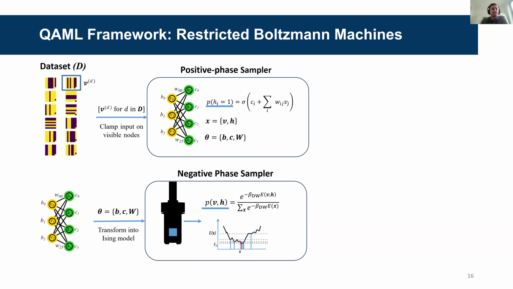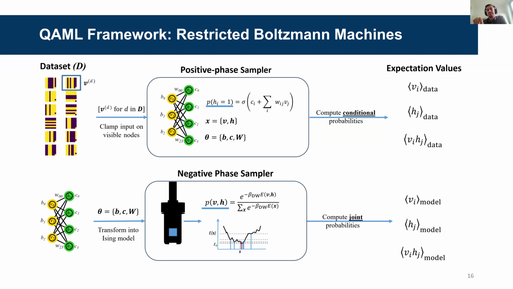Now, the second part is the negative phase, which can be approximated classically, but here we're interested in the quantum assisted version. So we transform our network into an Ising model. We compute the joint probabilities of each node from samples. And then with those probabilities, we compute the expectation values conditioned first on the data for the positive phase, and then on the model as a whole for the negative phase.